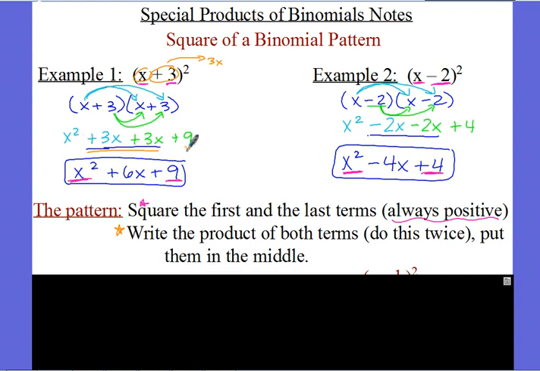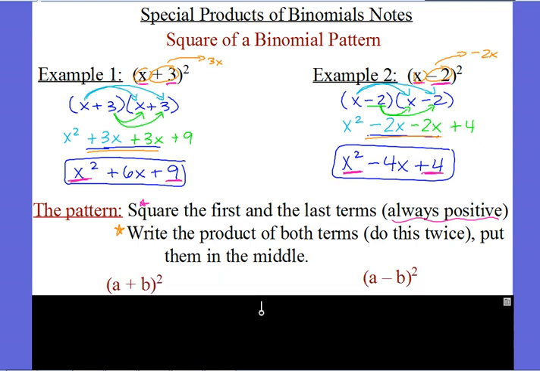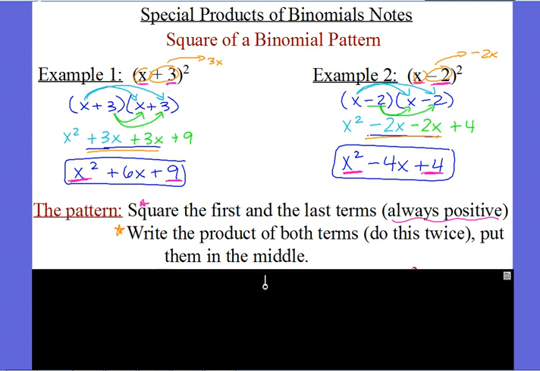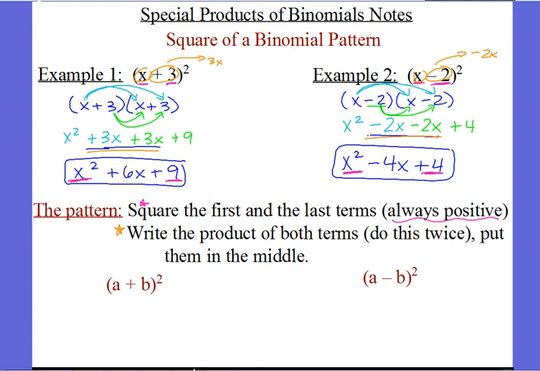Okay, let's see if I did it over here. I've got x and negative 2. The product of those is negative 2x. I wrote them twice in the middle of my squares. Okay, so that means that the pattern does work. So let's talk about what it would look like for a shortcut.